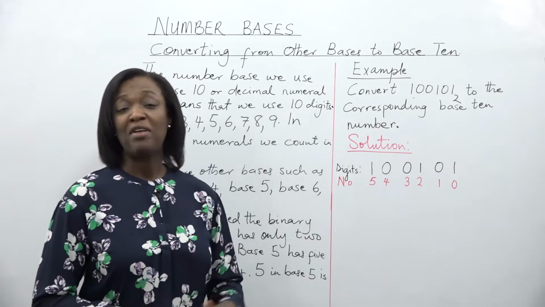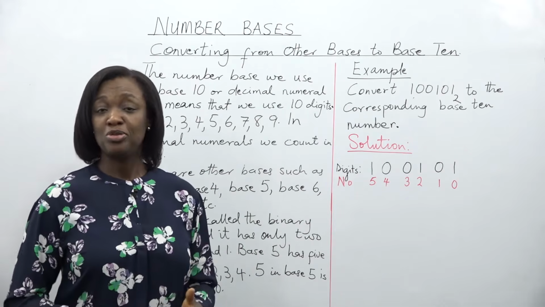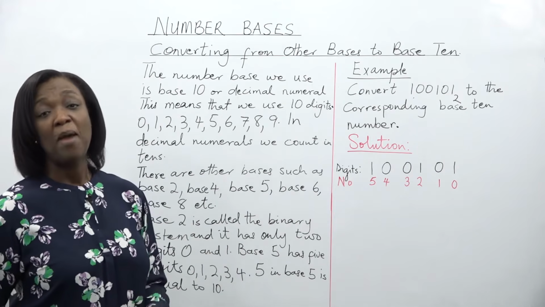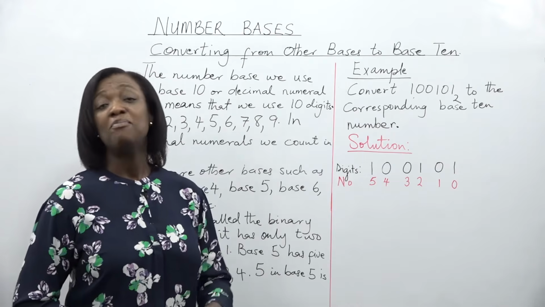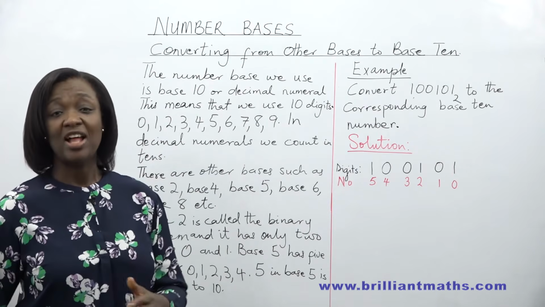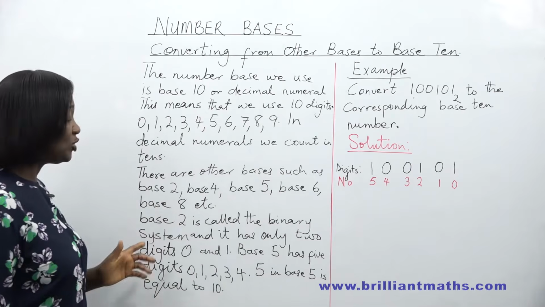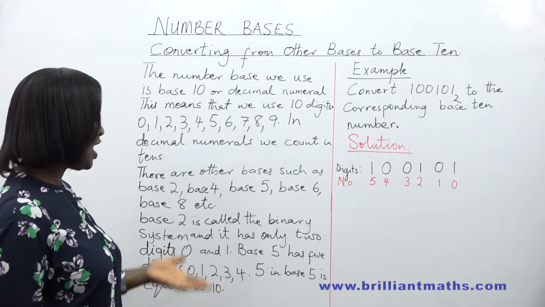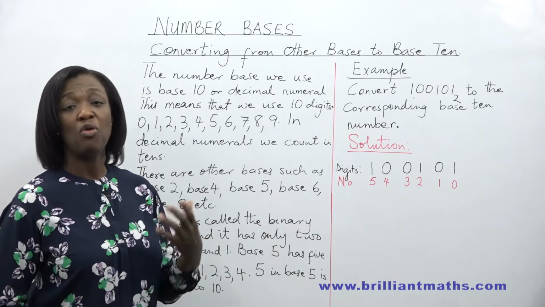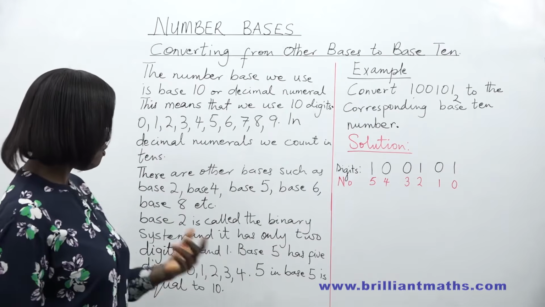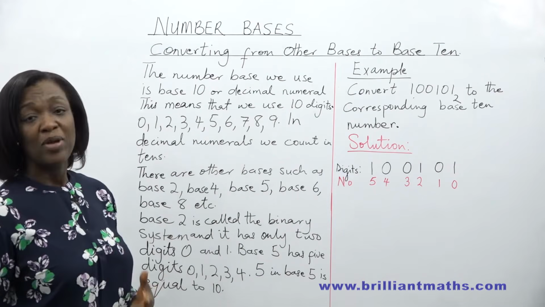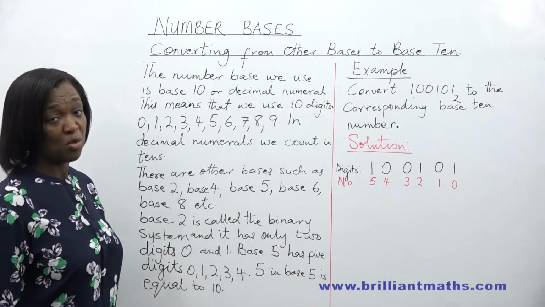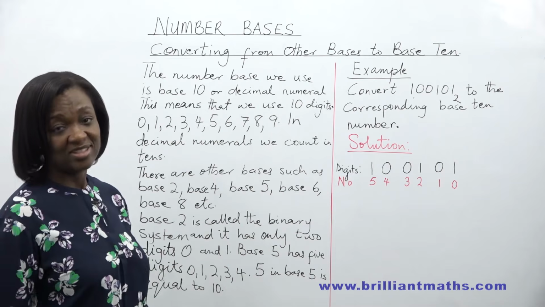There are other bases apart from base 10, like base 2, where you use only 2 digits. Base 4, you use 4 digits. Base 5, you use 5 digits. Base 8, you use 8 digits, and so on. Base 2 is called the binary system, and like I said, you only have 2 digits in it. And base 5 has 5 digits, 0, 1, 2, 3, 4. So in base 5, we count in fives. And 5 in base 5 is equal to 10. We'll see how that works.